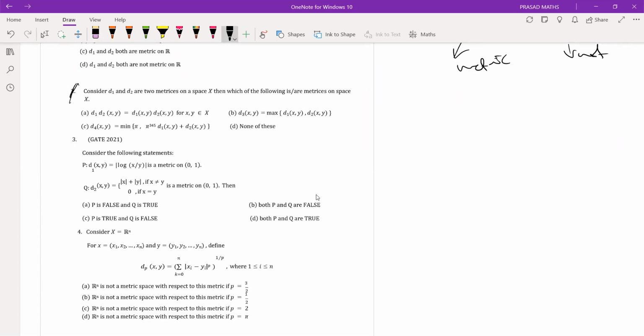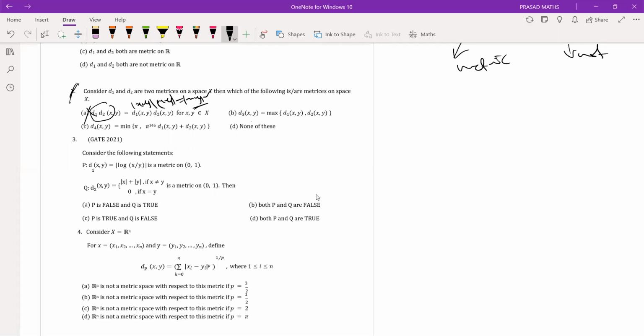D1, D2 product. D1, D2 of X, Y is equal to D1 of X, comma Y, times D2 of X, comma Y. Is it a metric? No. Already I told you, you take mod of X minus Y, mod of X minus Y. Product is nothing but mod of X minus Y whole square. It is not a metric. So first option is not true.